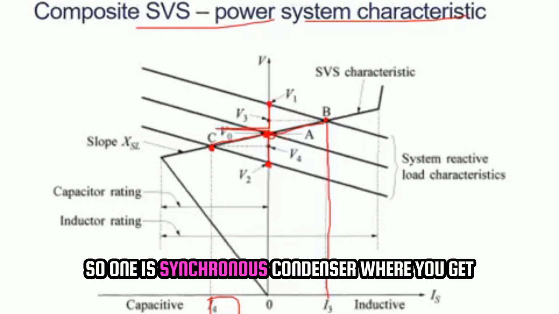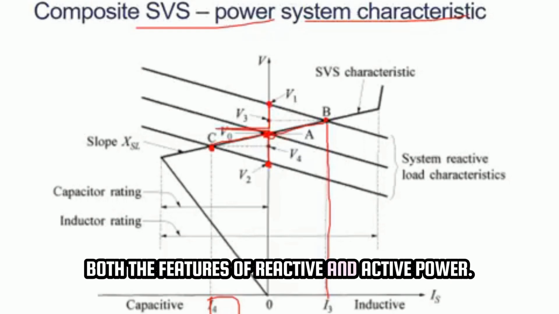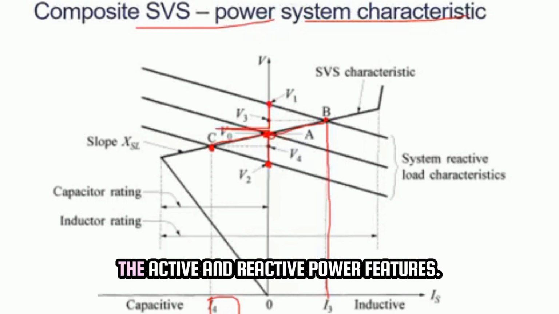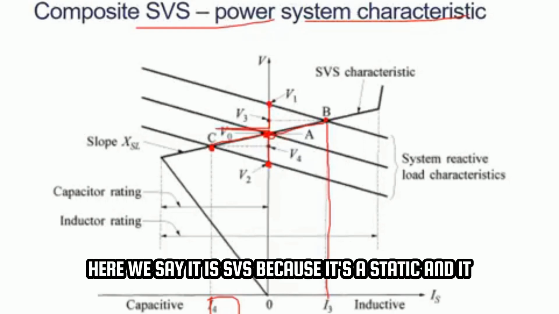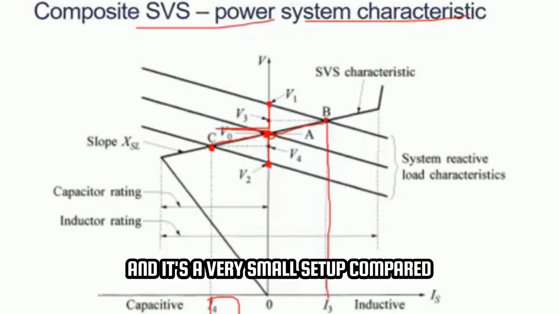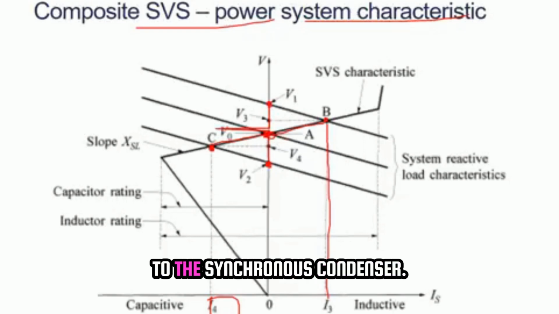see that SVS systems are supporting. So one is the synchronous condenser, where you get both the features of reactive and active power. The same is with the SVS, that you get both the active and reactive power features. Here we say it is SVS because it's static, and it is very easy to operate and easy to control, and it's a very small setup compared to the synchronous condenser. So that's why most people prefer these devices.